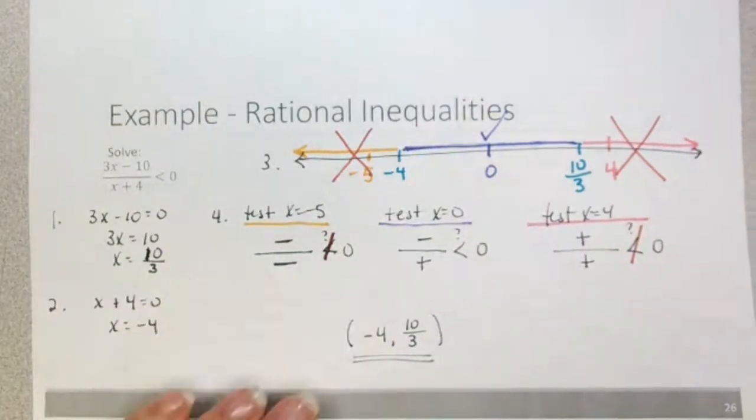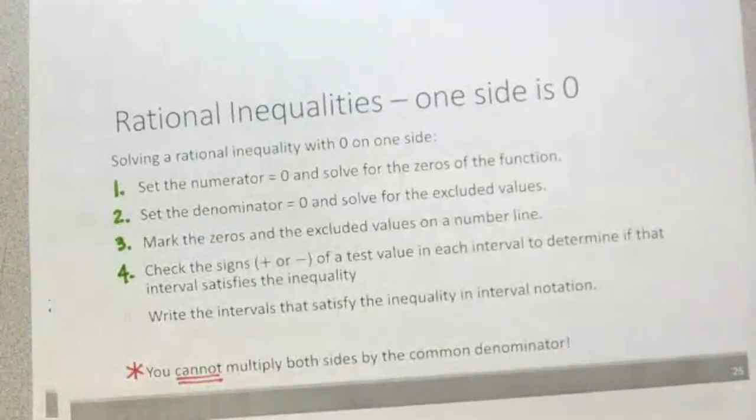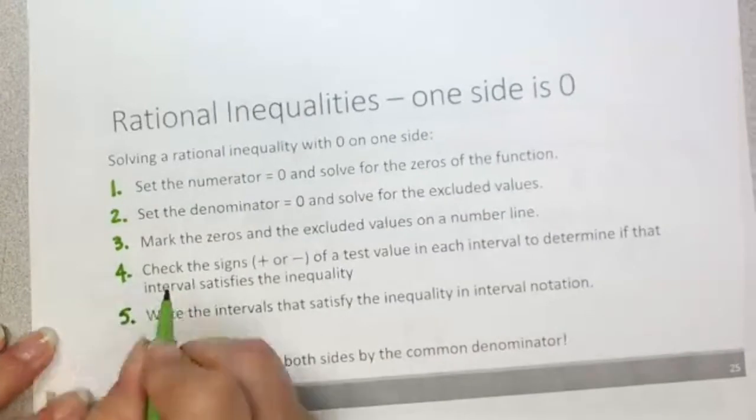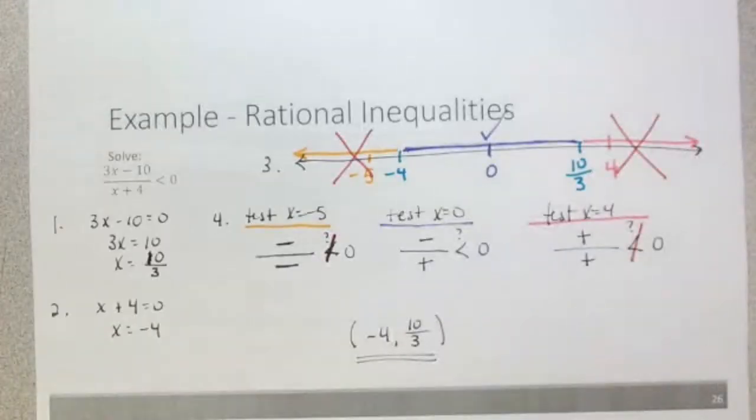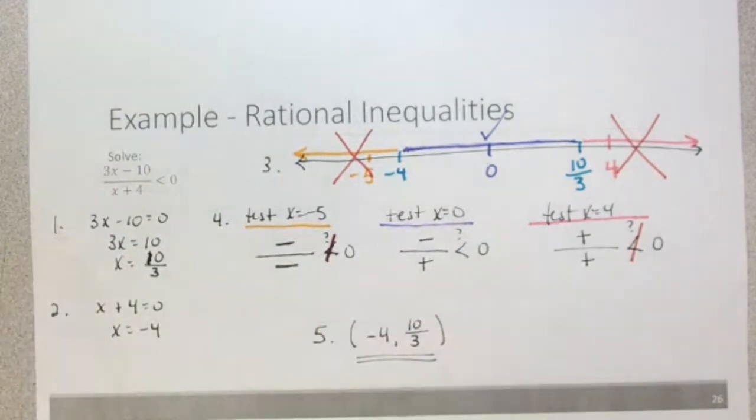Let's do another example. This is pretty complicated. There's a lot of steps. Here, let's go back and look. Write in interval notation, that was our 5th step. And that, of course, was what we did here. All right, let's do another example.